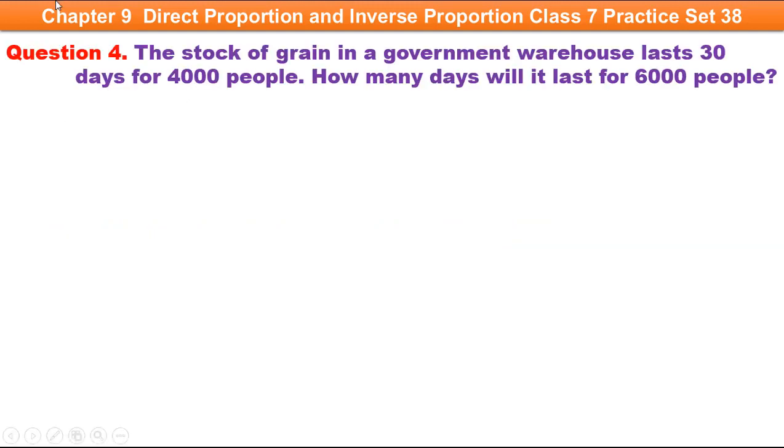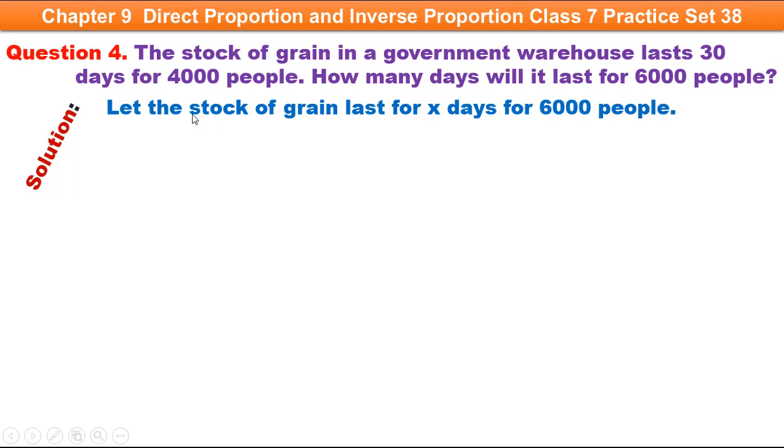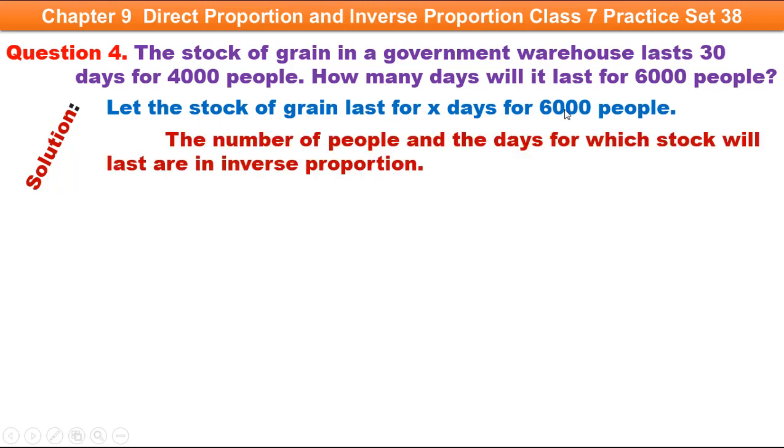Question 4. The stock of grain in a government warehouse lasts 30 days for 4,000 people. How many days will it last for 6,000 people? Solution. Let the stock of grain last for x days for 6,000 people. The number of people and the days for which the stock will last are in inverse proportion.